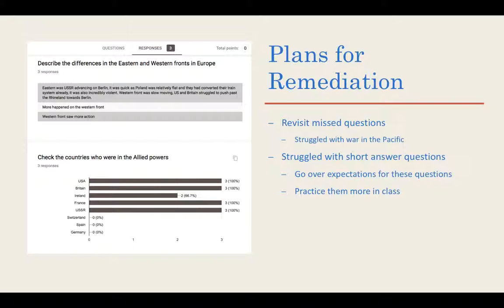Some plans for remediation. So if my students weren't doing very good on a specific test, I would go through and revisit the missed questions. Specifically with this test, as I had a few friends do it, they struggled with the war in the Pacific. So I would revisit that and discuss further detail. Quite a few of them struggled with short answer questions. So I would have to go over the expectations I had for these questions, maybe practice them more in class with exit tickets or quizzes, so they'd be more prepared for these bigger tests and exams.